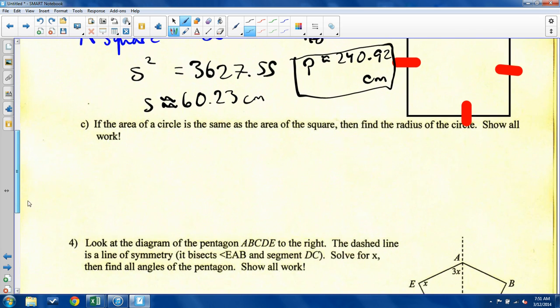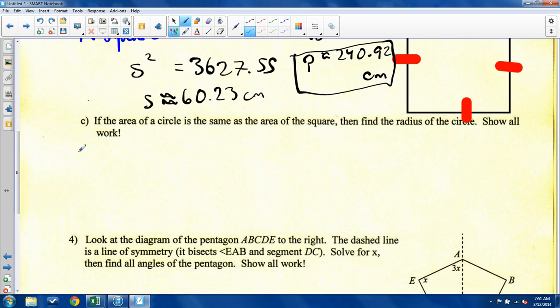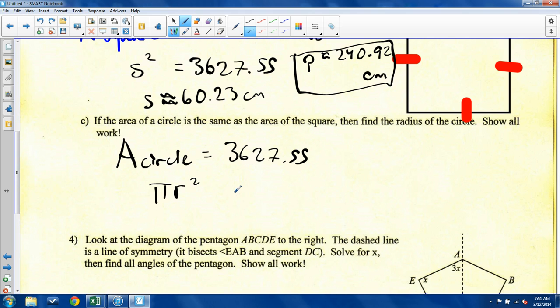If the area of a circle is the same as the area of the square, which is the same as the area of the dodecagon, 3627.55, then find the radius of the circle, show all work. So the area of the circle now is 3627.55. Those are 5s, by the way. Area of a circle is pi r squared. If I take pi and multiply it by the radius squared, then I get this, apparently. To solve for r here, we have to divide both sides by pi.